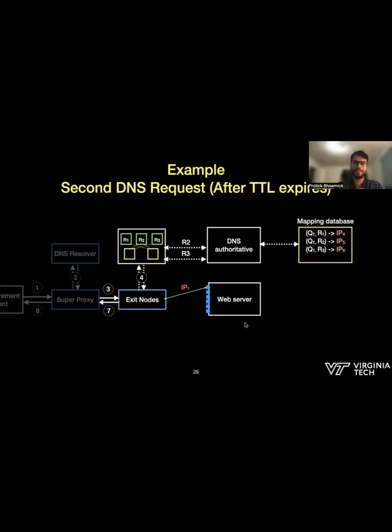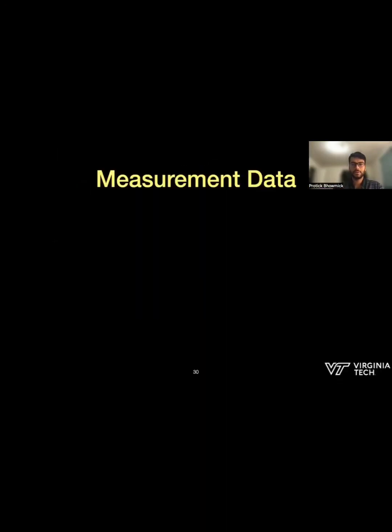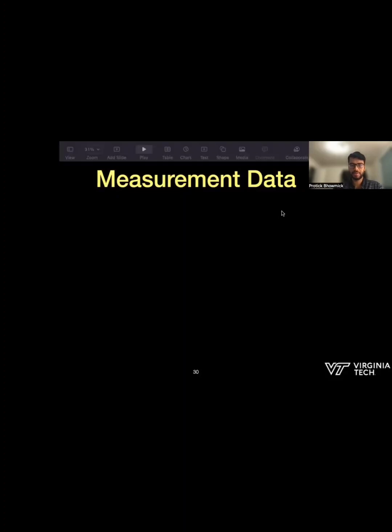For example, the exit node might itself have a stub resolver that is causing this. So we only label a resolver as a TTL extending resolver when at least 5 exit nodes showed the same behavior through that resolver. So now let's go to the measurement data and our measurement results.